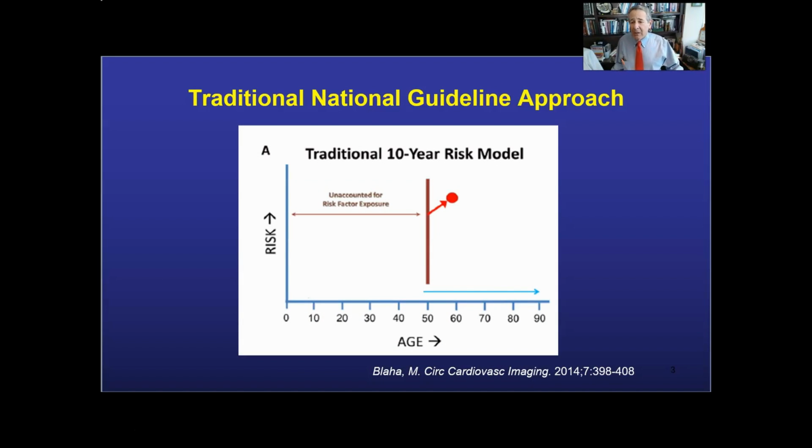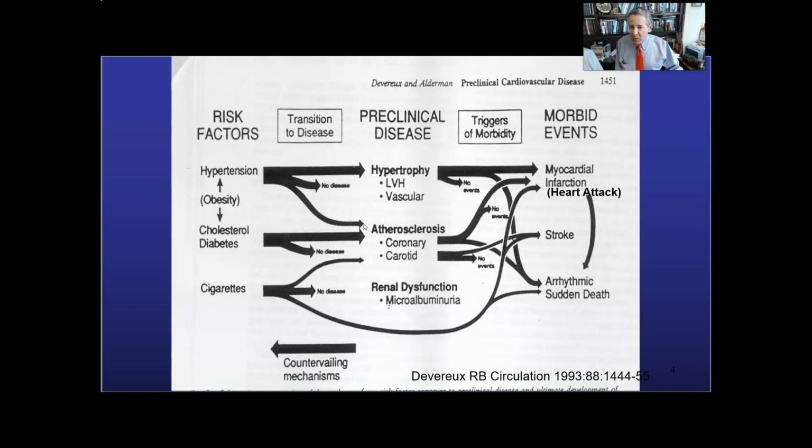Now, the traditional national guidelines, where I started and we all started, was just doing a one-time measurement of their traditional risk factors, say somebody who's 50, and then making a 10-year prediction. With this, we did not account for all the prior 50 years and what was going on. We know atherosclerosis, for somebody who has it at age 50, didn't start there. It started a long time ago. So we really have not accounted for this risk factor exposure.